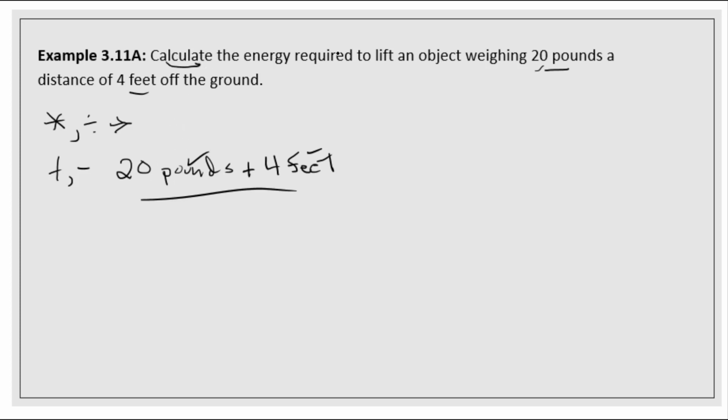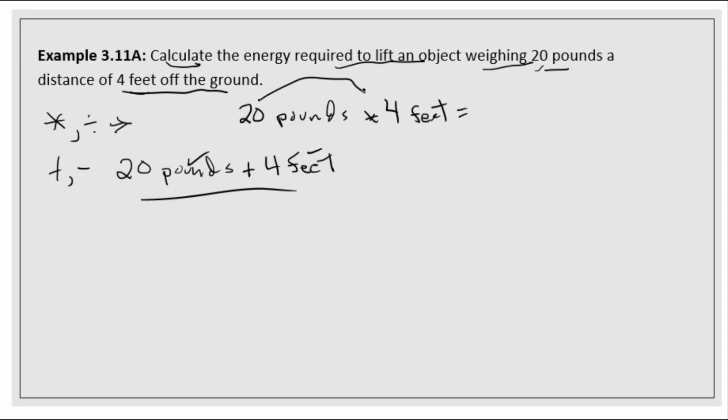So I'm going to calculate the energy required to lift an object weighing 20 pounds a distance of 4 feet off the ground. So I'm going to have 20 pounds times 4 feet, and I'm going to get 80 foot-pounds, which is just foot or feet times pounds. So in multiplication and division, the units get multiplied or divided, whereas in addition and subtraction, they do not. It's a huge difference.